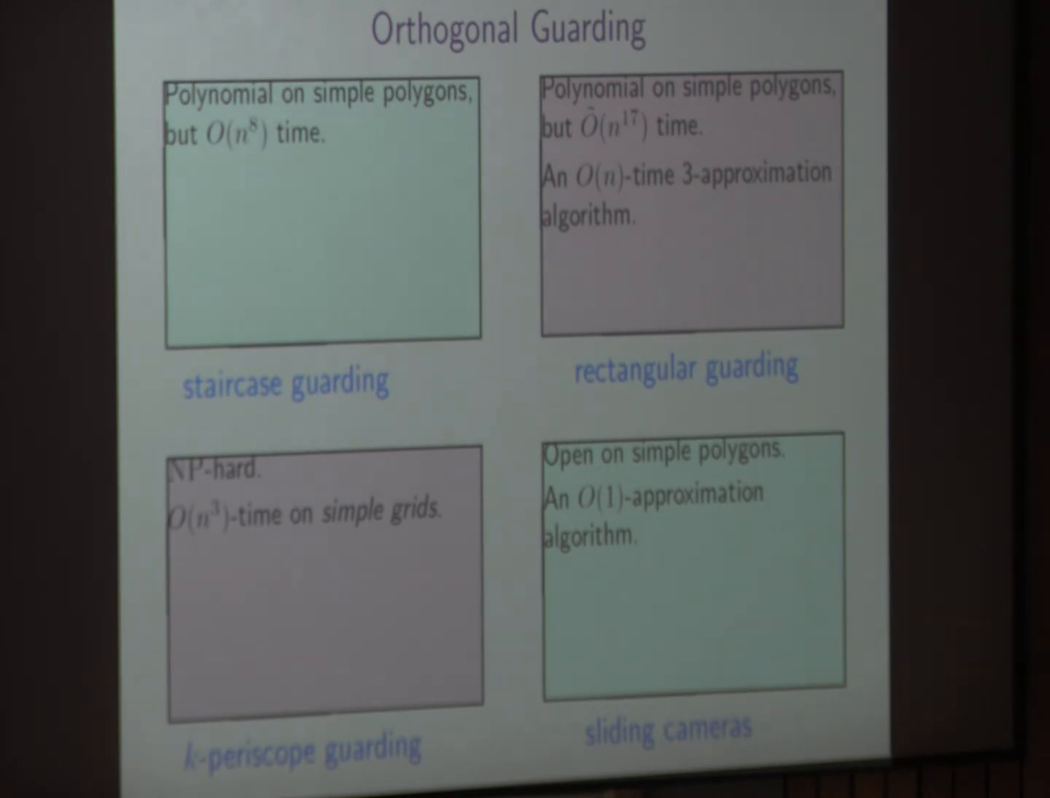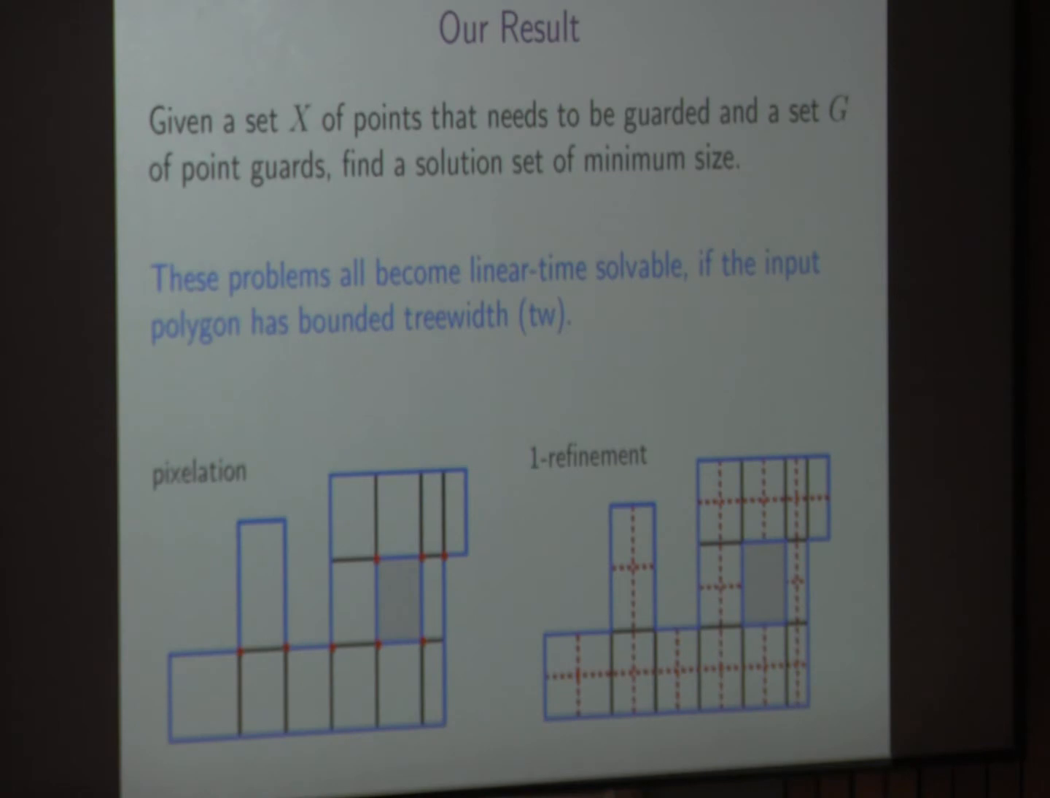results here. If you look at the top box up there, we have polynomial time algorithms, but they are very slow. So one approach was to design approximation or faster approximation algorithms. But the other direction you can think of is how about to look at some restricted polygons and design efficient or fast exact algorithms. Okay? And that's how we looked at these problems and introduced bounded Treewidth polygons.